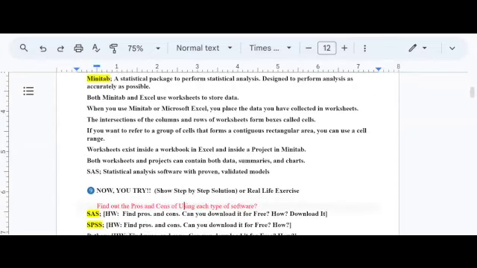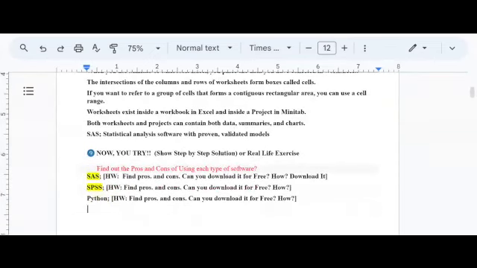I have another homework assignment for you. I need you to look at the pros and cons of SAS, SPSS, and Python. So look on the internet or in the book for the differences between those and tell me the advantages and disadvantages of SAS, SPSS, and Python. Okay?